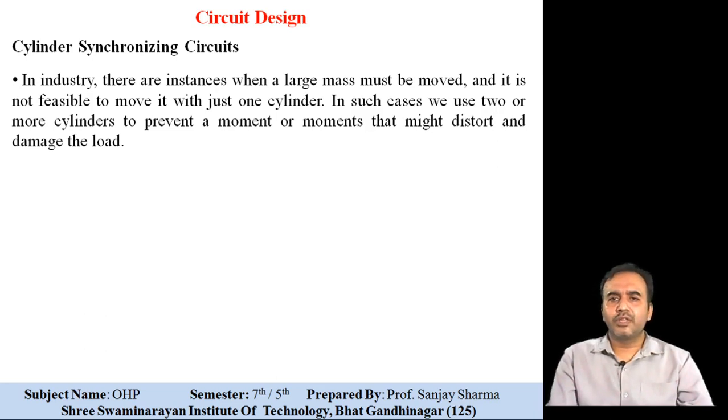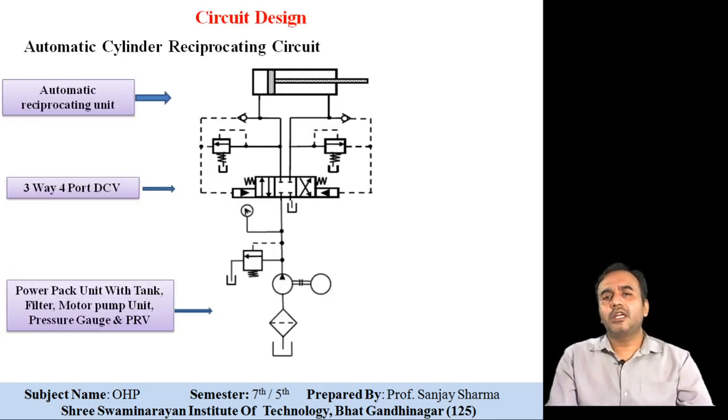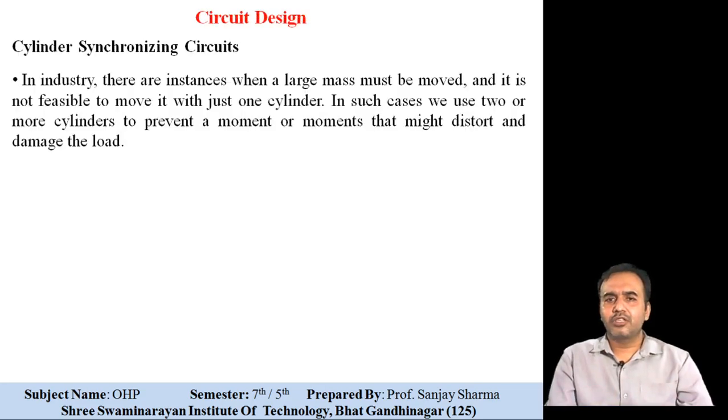So friends, if we once again look back, this circuit is very commonly used where we require continuous operation of punching, or piercing or die making. So continuously this cylinder will work, it will extract, it will retract, it will extract, it will retract. So there is no need of manual operation for this switch. So this is how the automatic cylinder reciprocating circuit is designed.